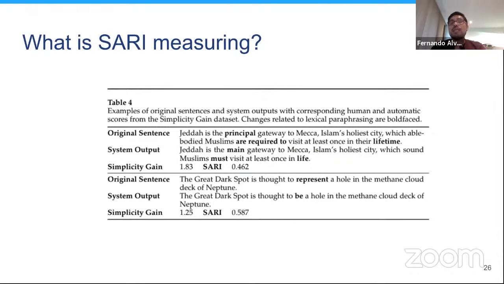SARI doesn't really identify replacements, which is the key operation for measuring lexical paraphrasing. So even though it has a higher correlation, we can see here that simplicity gain here is higher than this one, yet the SARI score is low. It's the other way around, because basically SARI is not really identifying replacements. So SARI is also not reliable.